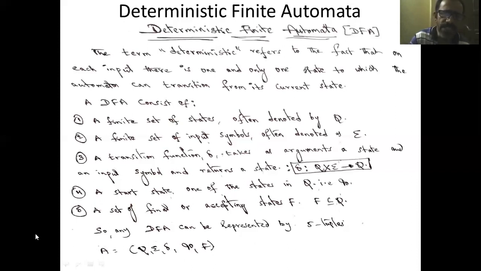Okay. So this is the basic information related to deterministic finite automata, or DFA. A DFA is represented by using 5 tuples. Those 5 tuples mean this. But how can we draw a DFA?